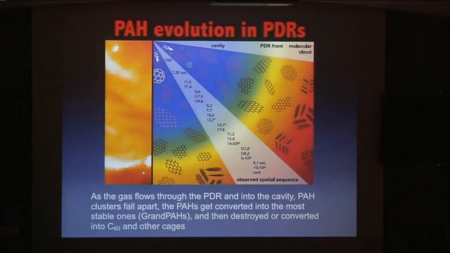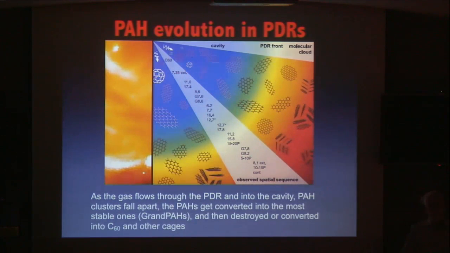The general scheme of the PAH evolution that comes from this is illustrated in this cartoon from Els Peeters for slightly different objects. You see NGC 7023, but it's the same kind of structure. There's a star over here. Here's the molecular cloud. There's a PDR front. And deep in the cloud, the PAHs are clustered. When they get exposed to the UV field from the star, these clusters will evaporate. They're very loosely bound by van der Waals forces. The structures that you have are fairly unstable. They get broken down to the most stable PAHs, the so-called grandPAHs. And then once they pass this PDR front and approach the star, they get broken down. The small ones get destroyed, and you get this transformation into C60.